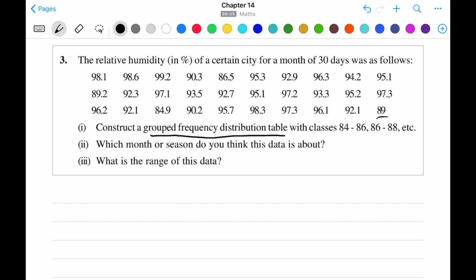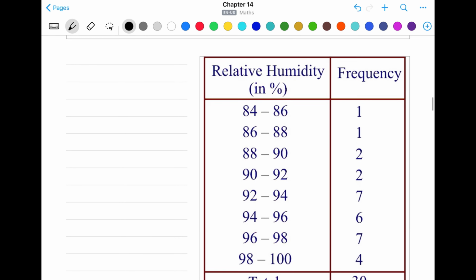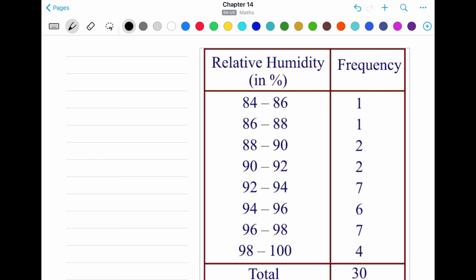We are also given that the groups should be 84 to 86, 86 to 88, and so on. Then we are asked which month or season do you think this data is about, and then what is the range of the data. I will tell you how to calculate the range also. So let's first draw its grouped frequency distribution table. So that's our group frequency distribution table for this given data. We have made the intervals 84 to 86, 86 to 88, 88 to 90, 90 to 92, and so on till 98 to 100.